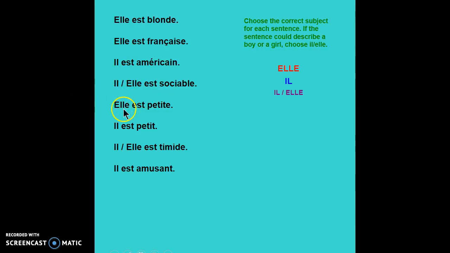Elle est petite. Here we have petite with an E, and here we have it without. Il est petit. So you hear a slight difference in the pronunciation. Petite, petit. All right, here timide also always ends in E, just like sociable. So my sentence could be il est sociable or elle est sociable. And then here amusant, which I think we saw in the previous lesson, just means funny. Think of the word amusing in English. So il est amusant. There was no E there, so that must be describing a guy.